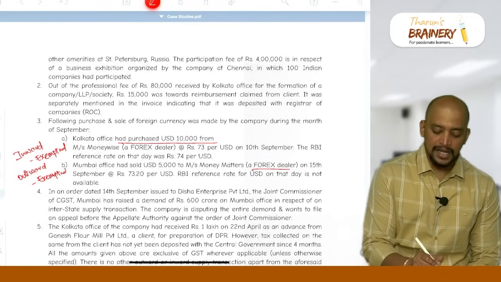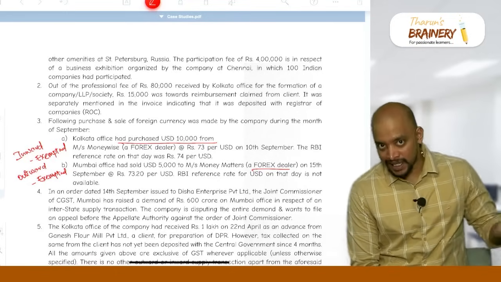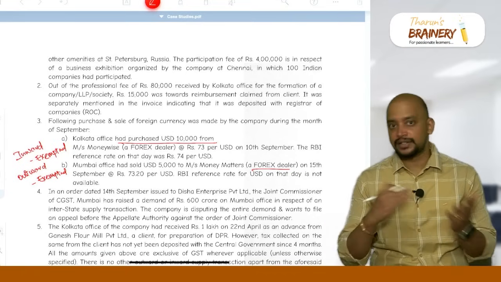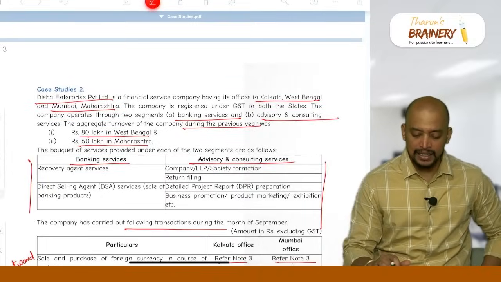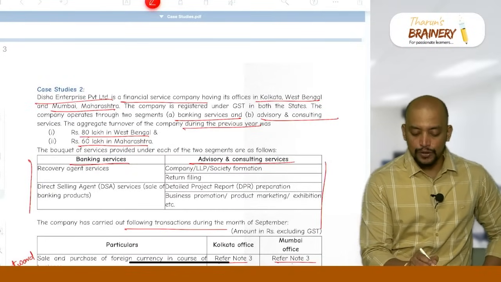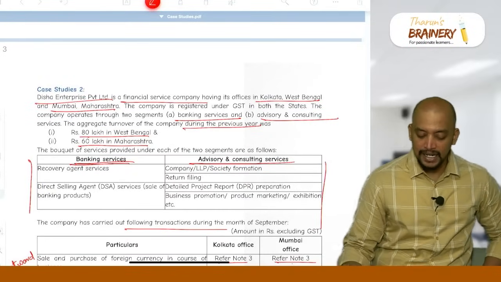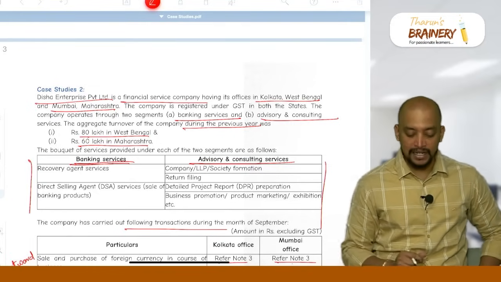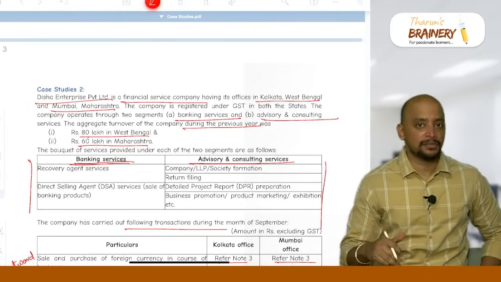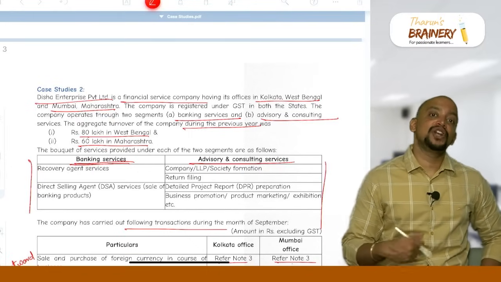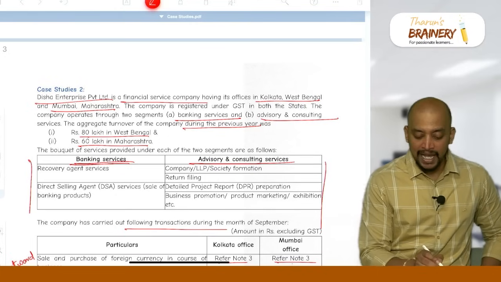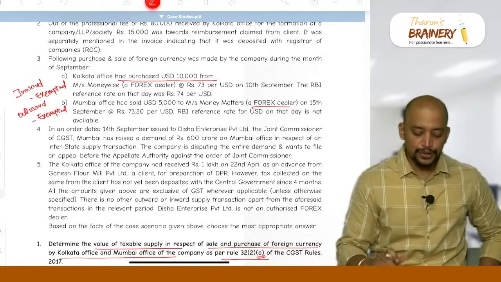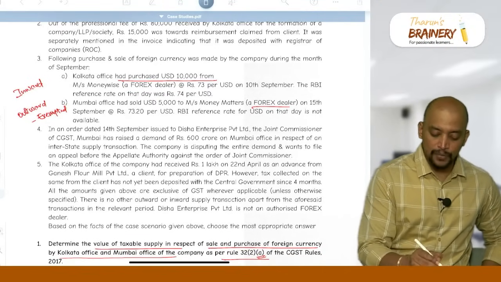Why is it exempted? Any transaction that is made between a forex dealer and a bank will be exempted. Basically, they are a financial service company. They also provide banking services, but here the banking services they are providing, they are not a bank. So that is a difference here. If they are a bank, then the transaction will be exempted. If they are not a bank, then this transaction will not be exempted. Here they are providing banking service as recovery agent and direct selling agent, which means they are not a banking company. Due to that reason, this transaction will become taxable.